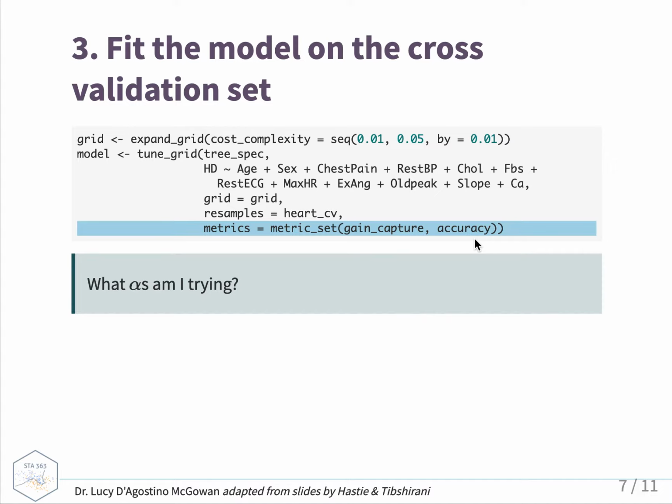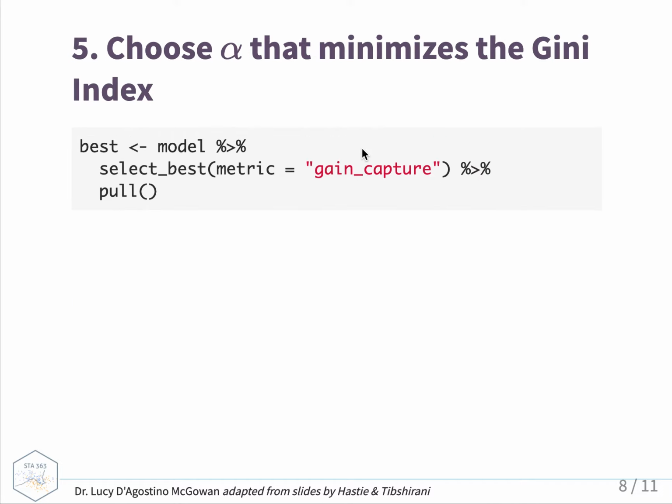So what alphas am I trying here? I'm trying 0.01 to 0.05 by 0.01. So 0.01, 0.02, 0.03, 0.04, and 0.05. Okay, and once you've done that, the fifth step is going to be to choose the alpha that minimizes the Gini index. I can use this select underscore best function, and I'm going to set my metric equal to gain capture, and then I'm going to pull out that best value. So what this is doing is taking my model, selecting the best metric, and then I'm pulling out what that best value actually is.